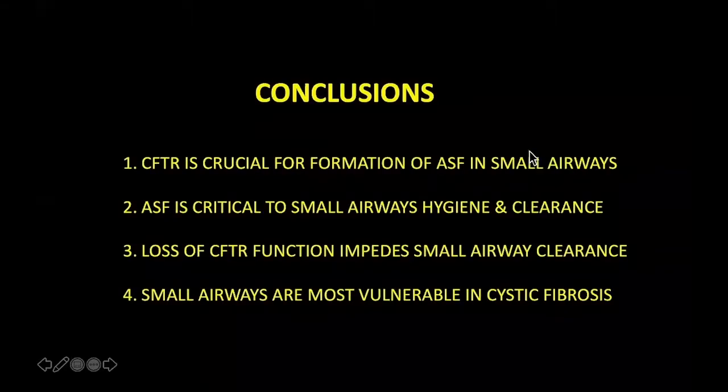In conclusion, I think we might say that CFTR is crucial for the formation of airway surface fluid in small airways. The airway surface fluid is critical to small airway hygiene and clearance, and the loss of CFTR function impedes small airway clearance, and therefore the small airways are most vulnerable in cystic fibrosis and probably in normal bronchioles as well.